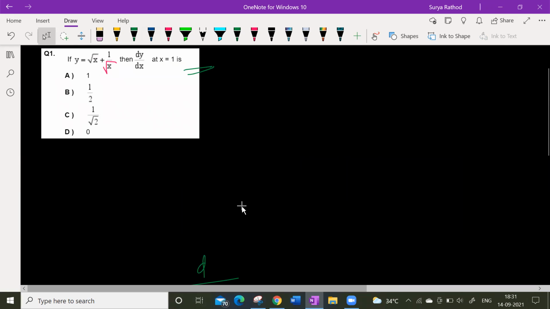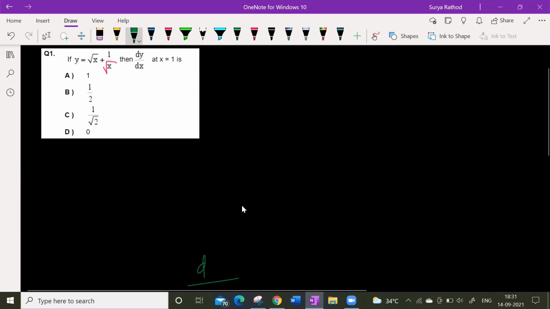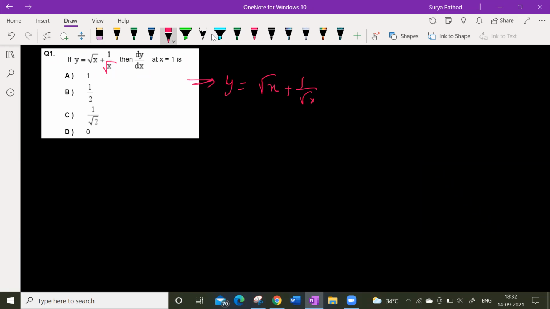Look at this here. This is the question. Very simple. Or else you can do like this. Look at this y. What is the y function here? Root x plus 1 by root x. So how can I write this? Y is equal to root x. The derivative of root x is 1 by 2 root x. Instead of doing the u by v rule, look at this. Root x can be written as x to the power 1 by 2, isn't it? Yes or no?